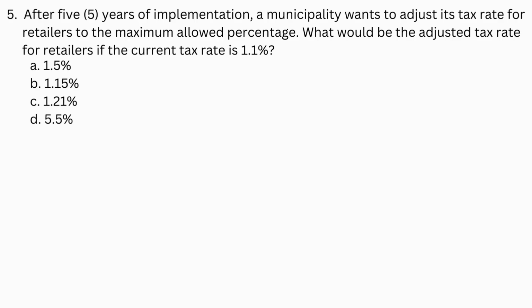Number 5. After 5 years of implementation, a municipality wants to adjust its tax rate for retailers to the maximum allowed percentage. What would be the adjusted tax rate for retailers if the current tax rate is 1.1%? A. 1.5%. B. 1.15%. C. 1.21%. D. 5.5%.